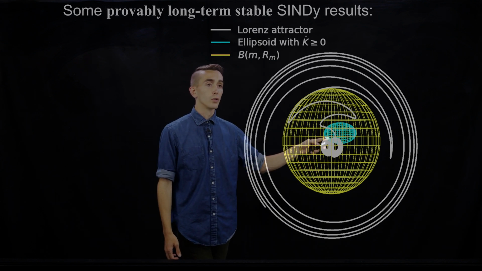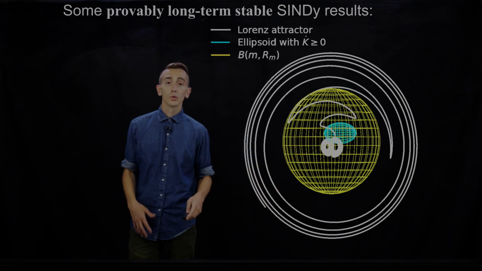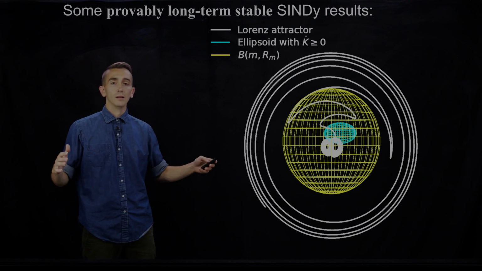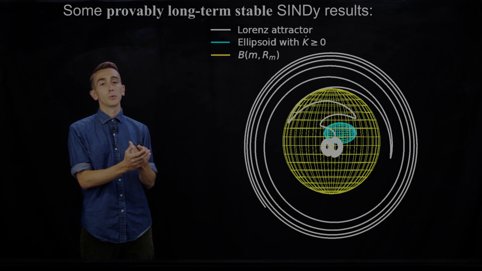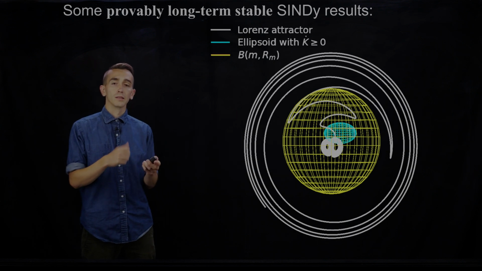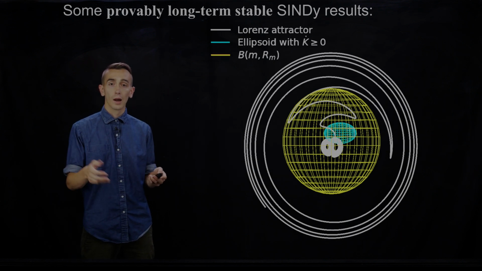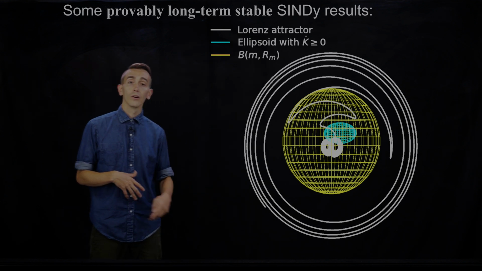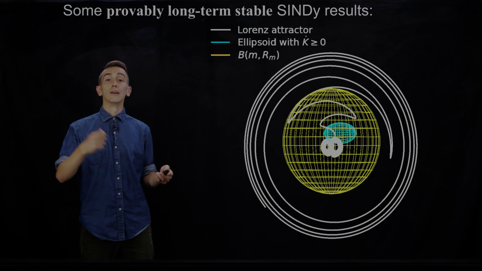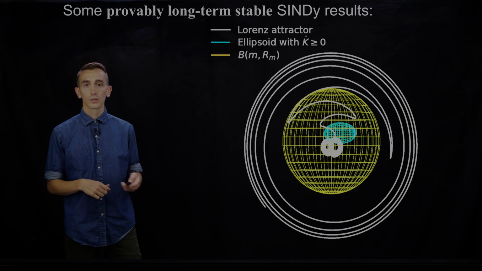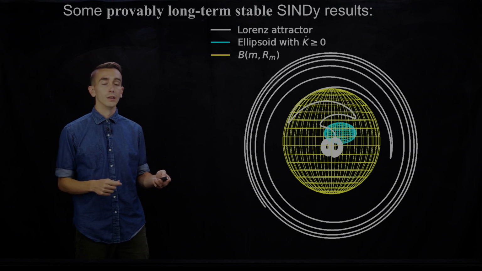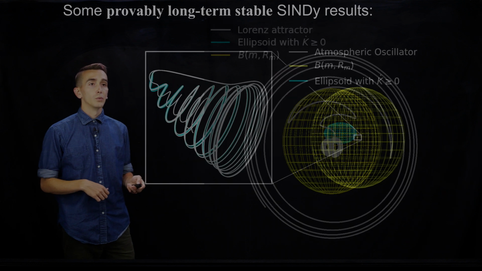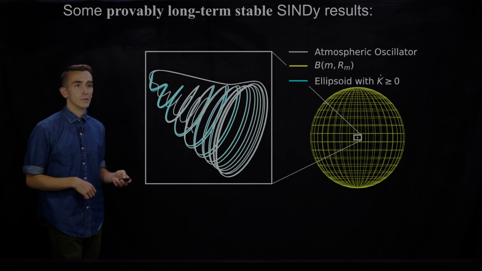Just for fun, I've also shown in blue this ellipsoid where the energy growth is positive. So the system doesn't converge down to a fixed point. It still experiences some positive energy growth while it's inside this trapping region. But this is really nice because now our SINDy model, no matter where our initial condition starts, is guaranteed to fall into the correct region and land on the correct Lorenz attractor we know and love. That's really great. We do something similar with what's called the atmospheric oscillator.